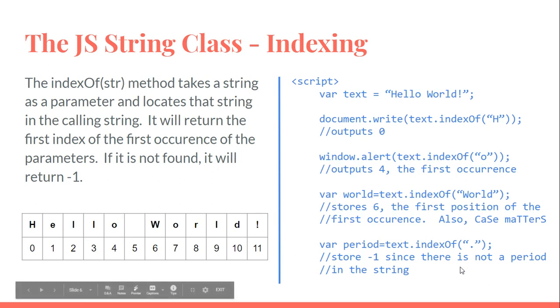And finally, if I search for something that's not here, I get a -1. So if I search for a period, since there's not a period in here, none of these indices will be returned, and the result is -1.